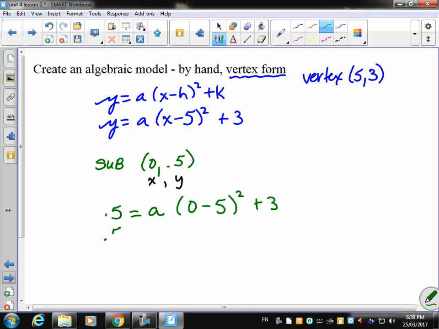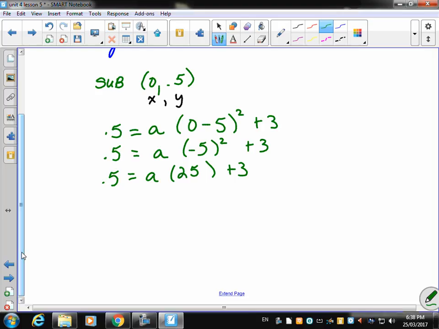So I am going to figure out my bracket and then square it, and then we'll worry about solving for a. So 0 subtract 5 is negative 5, and negative 5 squared is 25. So a times 25 plus 3 equals 0.5. At this point, I've done all the tidying that I can really, and I want to solve for a.